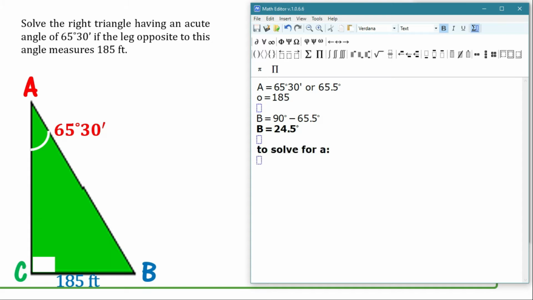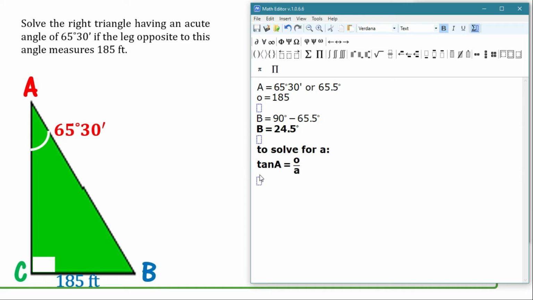Ang gagamitin natin is the angle given here and then yung isa pang side which is the opposite side. So, ano kaya dun sa tatlong basic trigonometric functions yung nagko-consist ng adjacent and opposite side? Okay? And that's gonna be, of course, the tangent function. So, that's gonna be the tangent of A equals, so that's TOA. Ibig sabihin, opposite over adjacent. Okay?